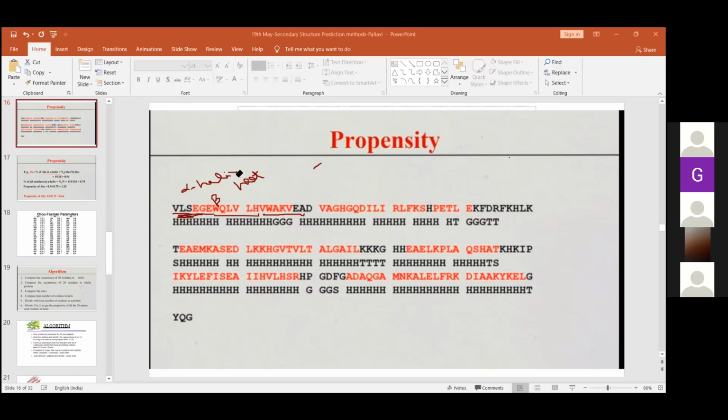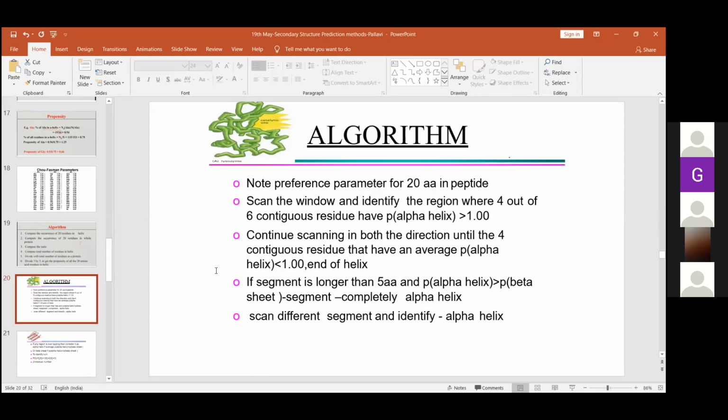Let's move ahead. Okay. So this is my algorithm that scans the window and identifies the region where 4 out of 6 residues have the probability to be in alpha helix more than 1. As I just told you, we will take a window size of 6 and we will see the probability of 4 out of 6 to be in a particular form. So if this probability to form the alpha helix is greater than 1, we will say this particular segment will be in the form of an alpha helix.